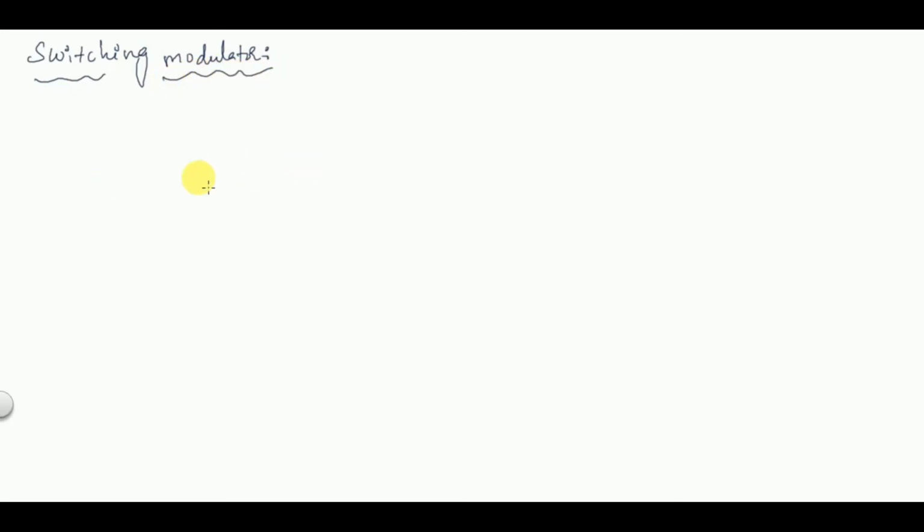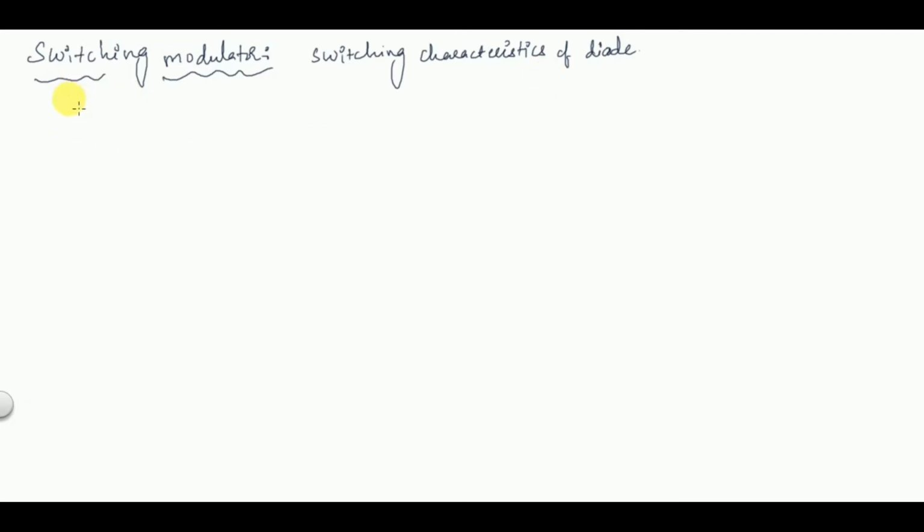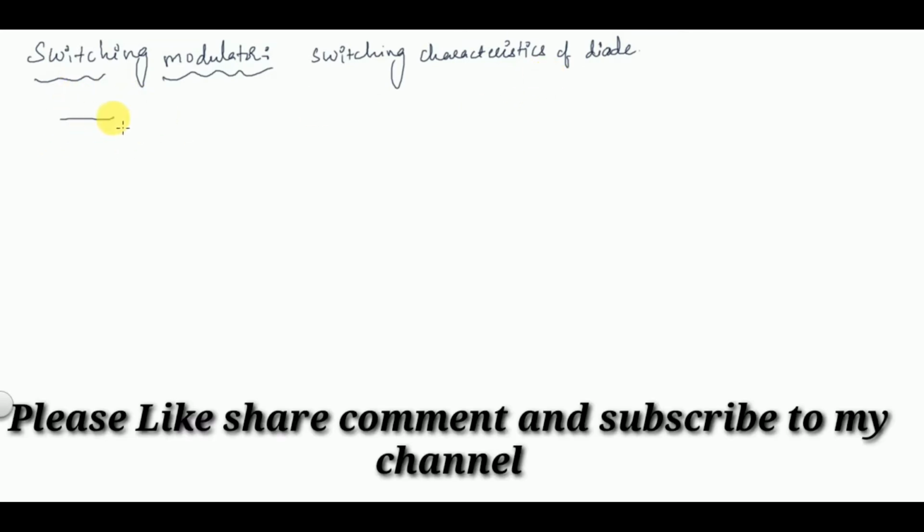The switching modulator depends on the switching characteristics of the diode. Let us see the block diagram for this switching modulator.